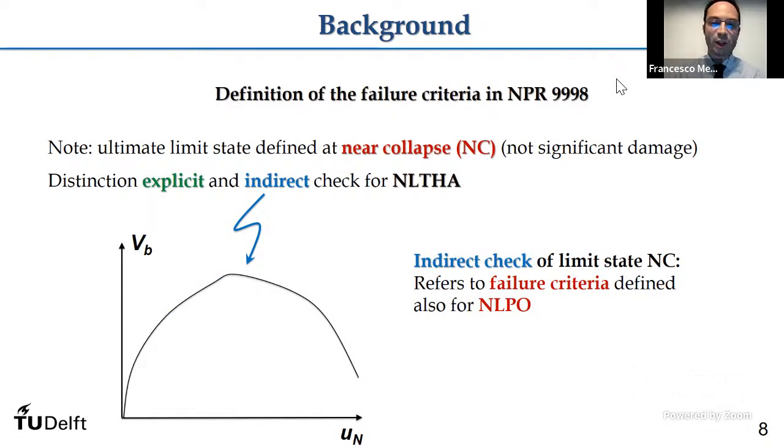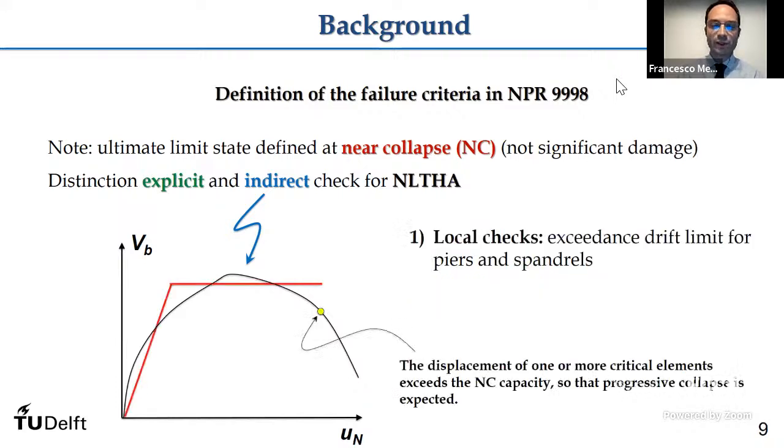These are more similar to those that are presented also in the Eurocode. But again, these differ a little bit, so I will spend a few words about that. It's also opportune to notice that the explicit check is specific to the nonlinear time history analysis, whereas the indirect checks are the same for nonlinear time history analysis and nonlinear pushover analysis.